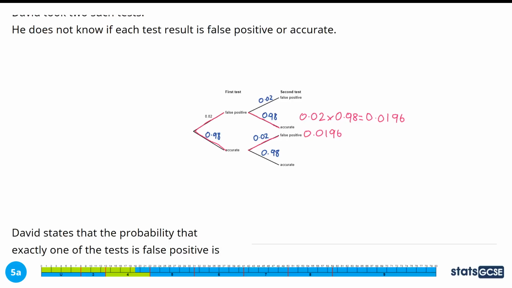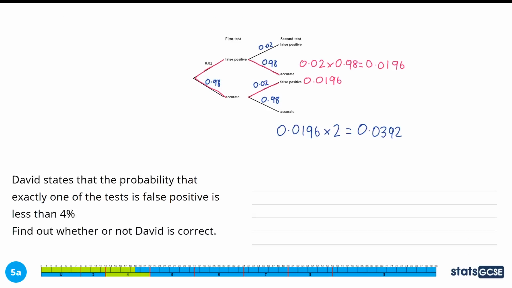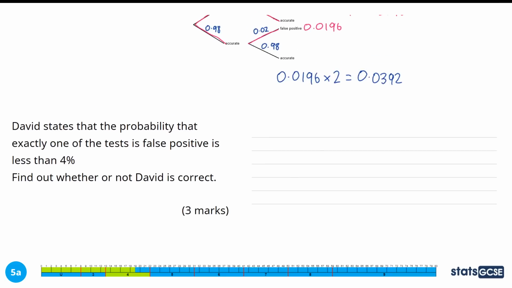The word OR means add. So what we're going to do is 0.0196 add the other 0.0196, or just times it by 2. That will give us 0.0392. Now looking at what he is saying, he's saying that it's going to be less than 4%. So we need to convert this into a percentage. And we can do that by multiplying it by 100. So it will give us 3.92%, which is indeed less than 4%.